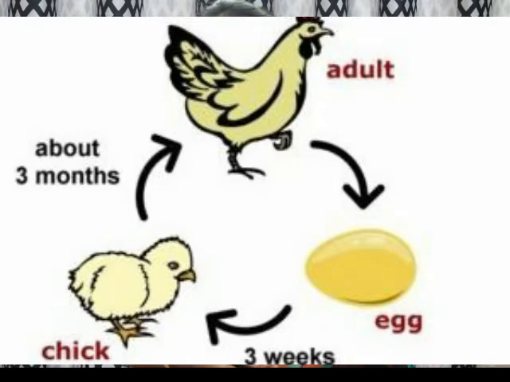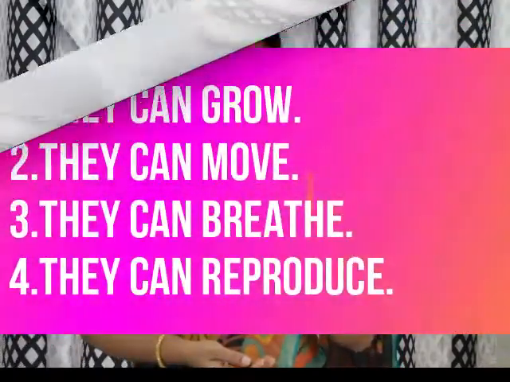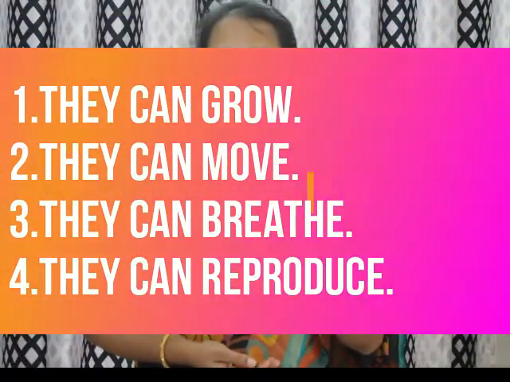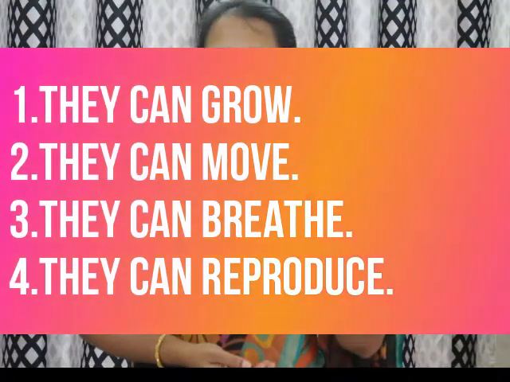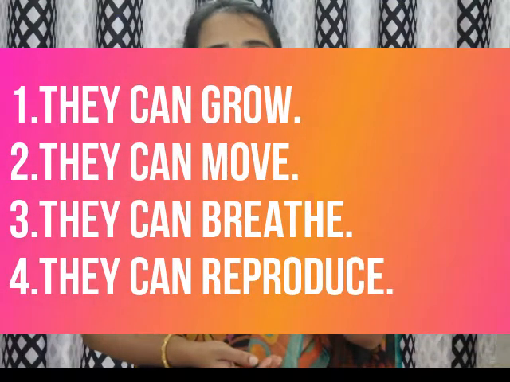Living things can reproduce. If you keep these 4 points in your mind, I'm sure you can easily find out whether the things around you are living or non-living. 4 things, what are those? First one is grow. They can grow, they can move, they can breathe, they can reproduce.